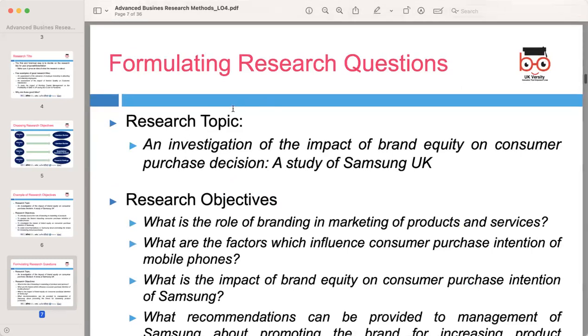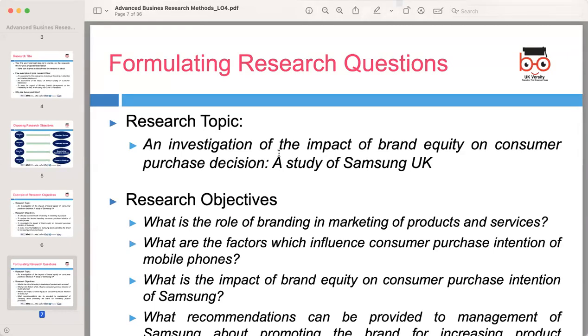Formulating research questions. So, any idea about formulating research questions? Okay, our focus will be on Samsung in the UK market. To guide our exploration, we have formulated a set of research questions to better understand the role of branding in marketing products and services.